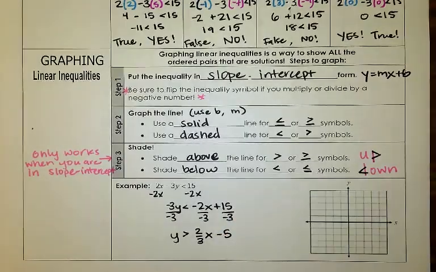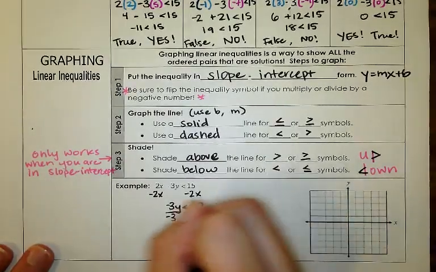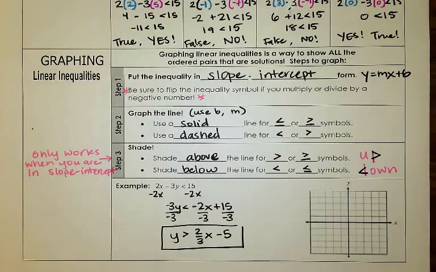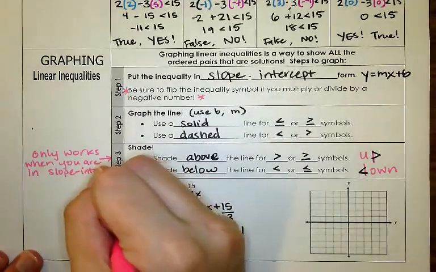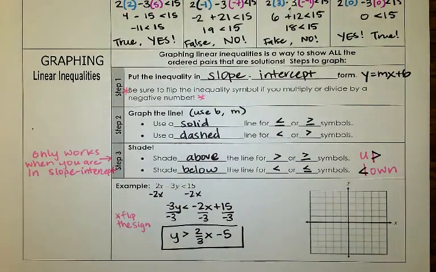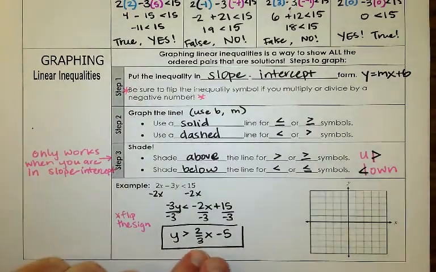Do y'all see that? Do y'all see how I flipped that sign when we divided by a negative? That's super important. Okay? On this one, I had to flip the sign. Okay? So when we look at this and we say, cool. Well, what is my b? What is my y-intercept here?